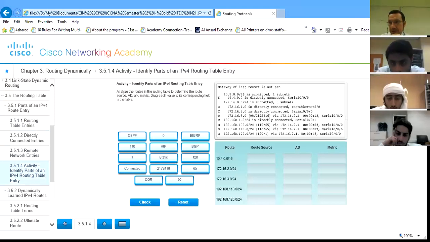Okay, what is the S? Static. So what do we choose? Routing source, static. What's the admin distance? No, the admin distance is not mentioned, but for static routes, it's 1. The default for all static routes, the admin distance is 1. What is the metric? 0.